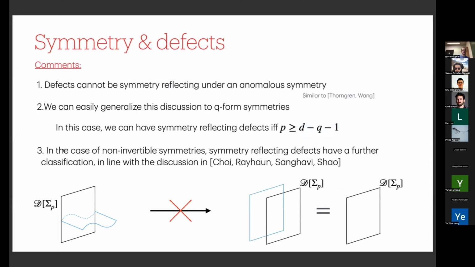And the other comment is about non-invertible symmetries. And here comes the relation with this paper that I was mentioning before. Indeed, we can also allow for the notion of symmetry reflecting defects with non-invertible symmetries, but in this case we have a further classification. This is because if we have a symmetry which is non-invertible and ends on something, this does not mean anymore that the symmetry is absorbed by the defect. These are two different notions in this case, and then we have two different classifications.